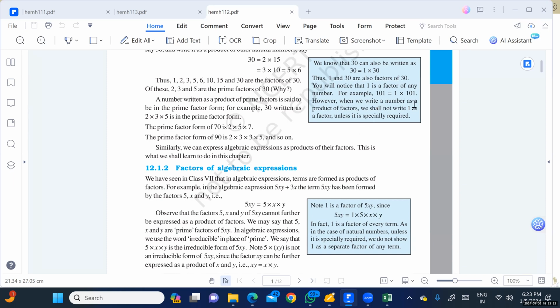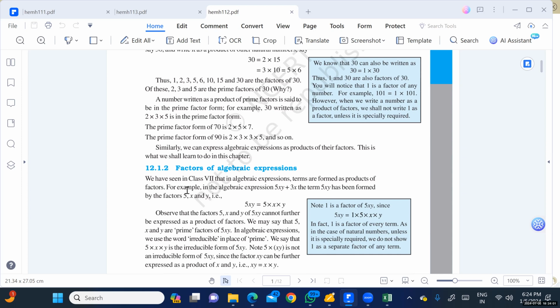For example, 101 can be written as 1 into 101. However, when we write a number as a product of factors, we should not write 1 as a factor unless it's required. Normally we know 1 is there by default, but we don't write it. So generally we don't write 1 as a factor.